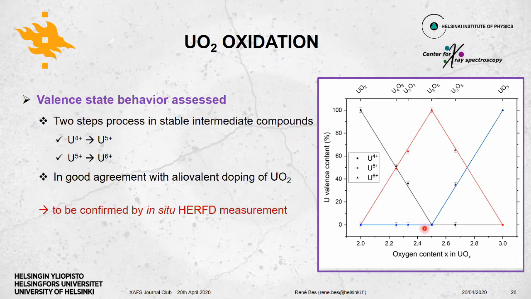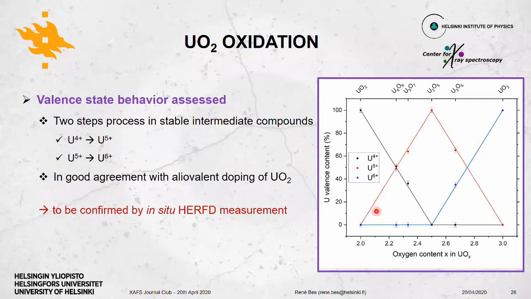So you have here the measurement we made and the different concentrations of uranium valence states, 4+ in black, which starts to decrease as you increase the oxygen content from UO2 to U2O5. Uranium 5+ is created at the expense of 4+, and then when we reach U2O5, which is supposed to be pure uranium 5+, we start to create 6+ at the expense of 5+.